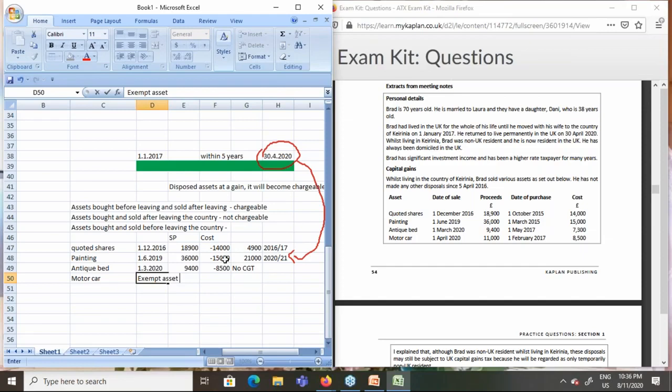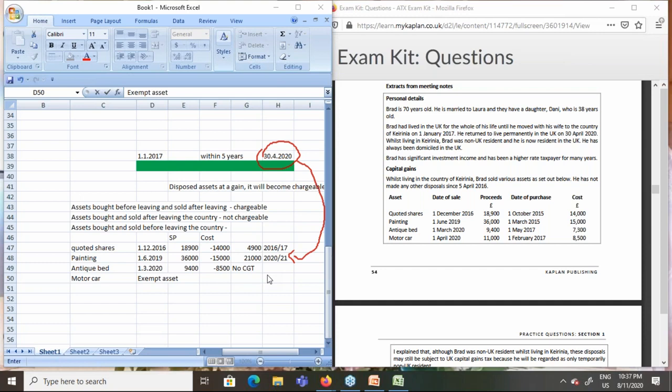So the only amount that is subject to temporarily non-UK resident rules are the paintings. So this 21,000 will become chargeable in the tax year 2020-21. From this, you can deduct the annual exempt amount, and on the balance, you can pay CGT. So this is the meaning of temporarily non-UK resident.